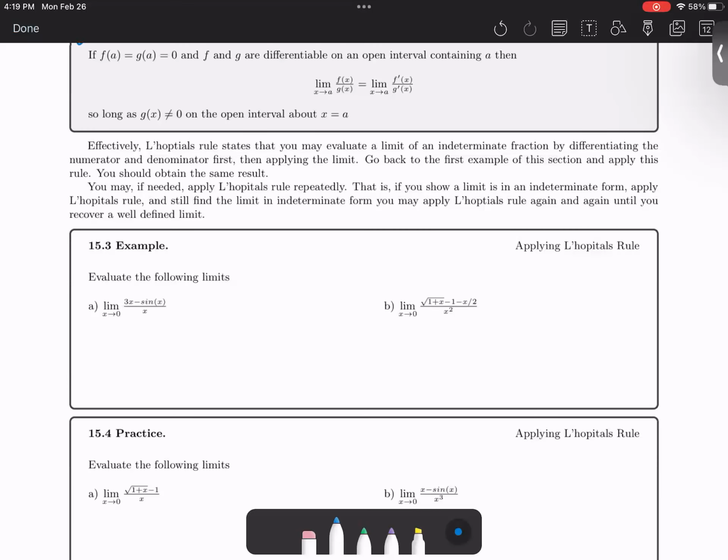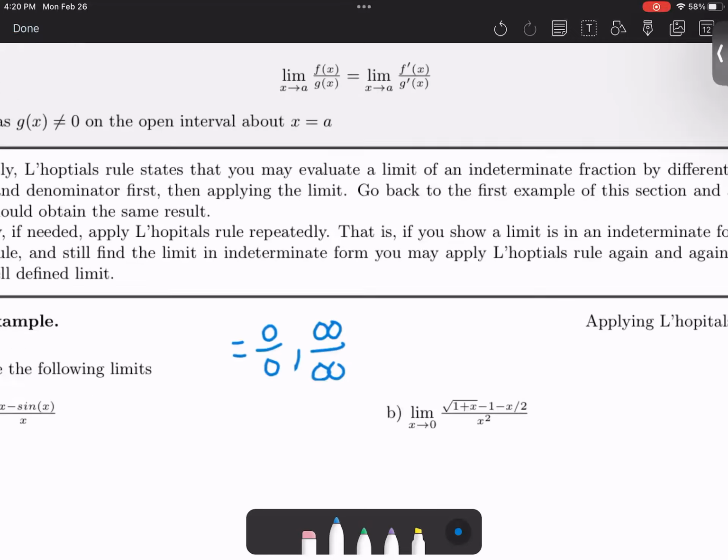As we saw in example 15.1, L'Hopital's rule can only be applied if we're talking about limits which return an indeterminate form of 0 over 0 or infinity over infinity. So anytime you try to take a limit and you get one of these two, then applying L'Hopital's rule is a good path forward. Let's review what L'Hopital's rule states.